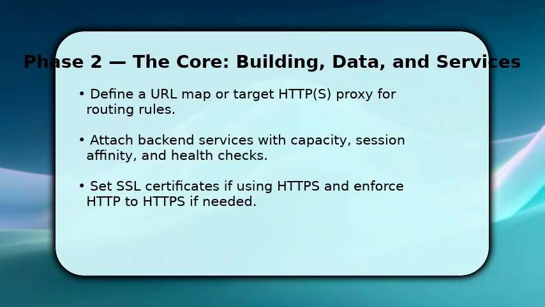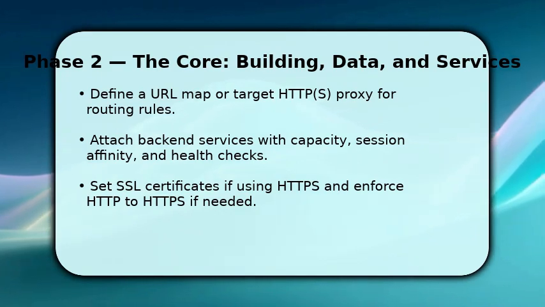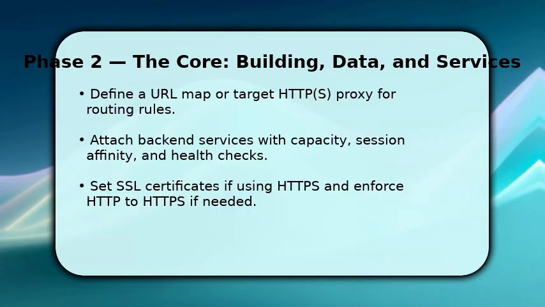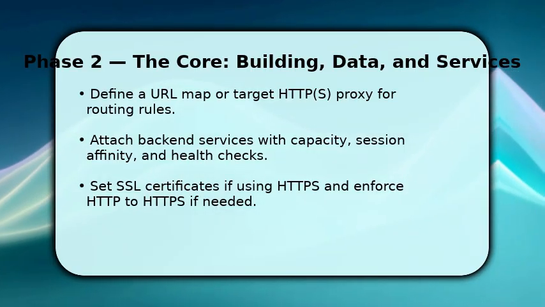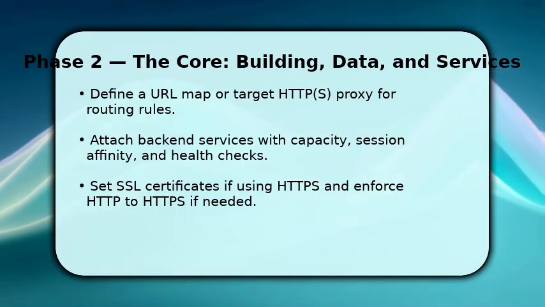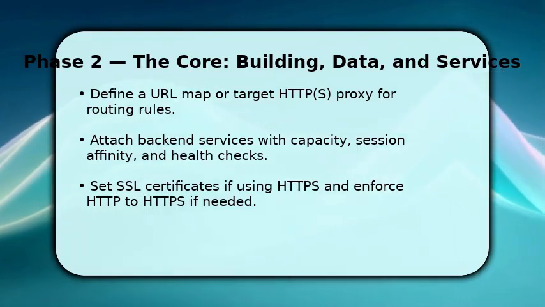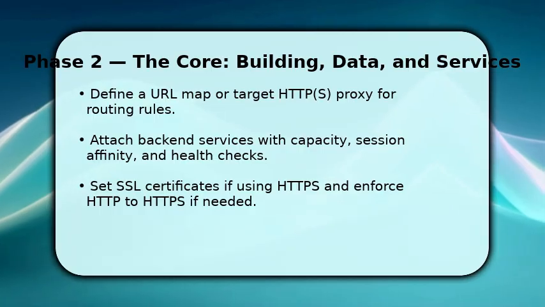You now configure the front-end and back-end details. Set up a URL map and target proxy so requests route based on host and path rules. Then attach back-end services to your instance groups, specifying capacity and session affinity. This controls load distribution and sticky sessions.